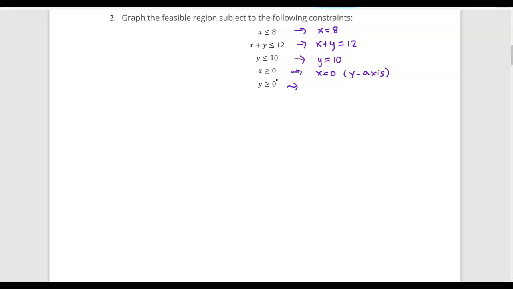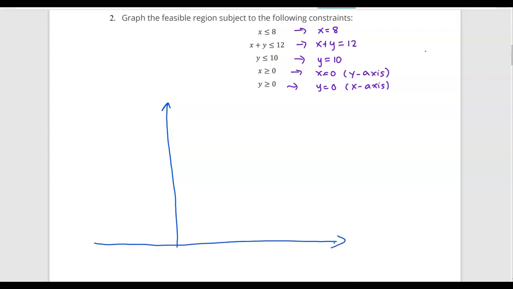And here y is equal to 0, or the x-axis. Now, since both x and y must be greater than or equal to 0, we're looking at the graph on the first quadrant. Okay, so now let's draw this on the first quadrant.